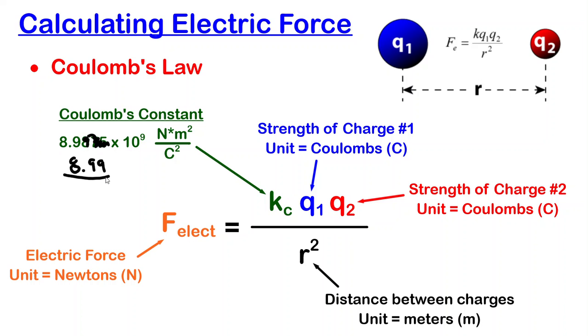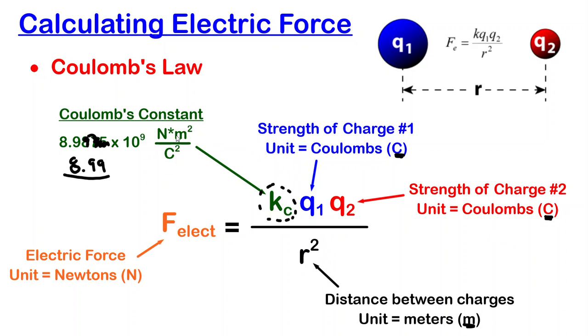So really, Coulomb's constant, we would say 8.99 times 10 to the 9th newtons times meter squared over Coulomb squared. This goes in there the same always. This is the strength of charge 1. Its unit is Coulomb because that's how we measure the magnitude of a charge. Charge 2 would also be in coulombs. And finally, this is the distance between them, and we would use the unit for distance, which is meters. So F electric is equal to Coulomb's constant times the magnitude of charge 1 times the magnitude of charge 2, all divided by the square of the distance between them.